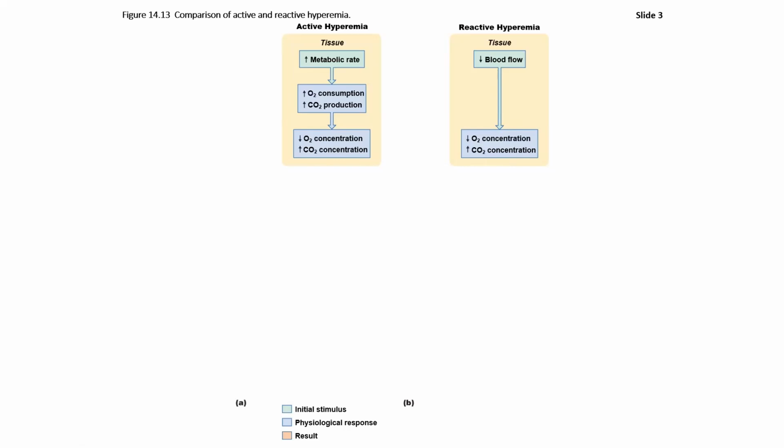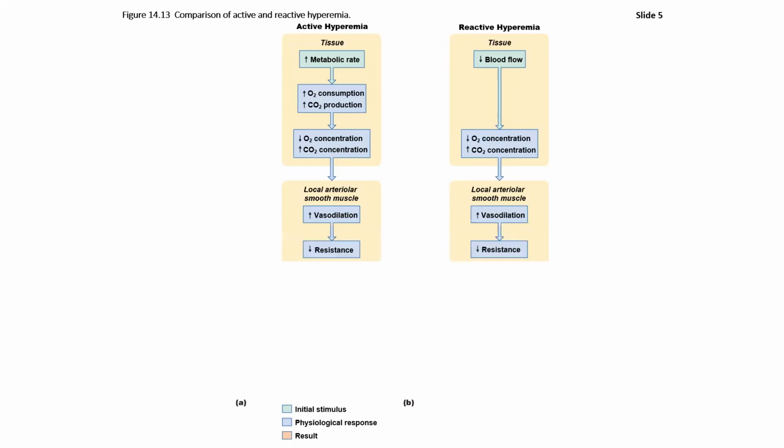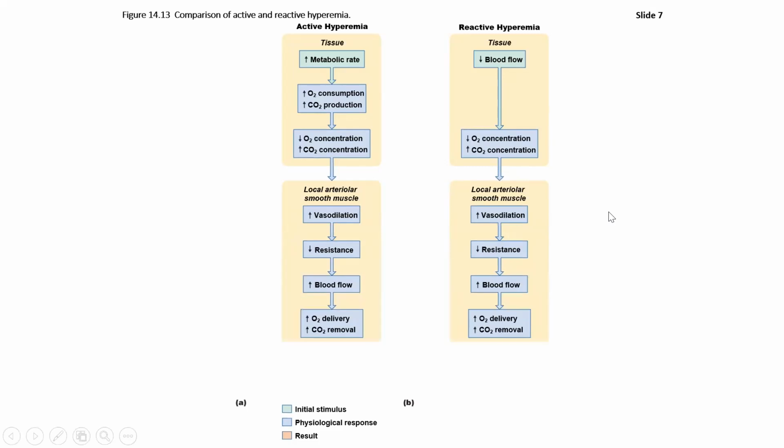So we have buildup of those metabolites, including CO2, and then the response to that at the local level is going to be for the smooth muscle in those arterial beds to then vasodilate by simply relaxing. That is going to decrease resistance or increase the flow, okay? So increased vasodilation decreases the resistance or the impediment or the blockage to flow, and that will obviously increase the flow to these tissues. And so that's going to result in more oxygen being delivered to these tissues, more CO2 being removed, and again, other metabolites being removed as well.